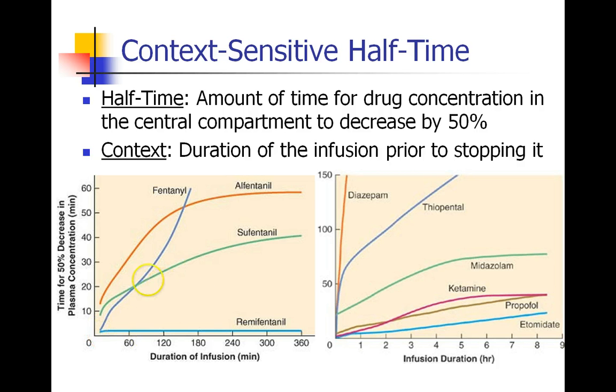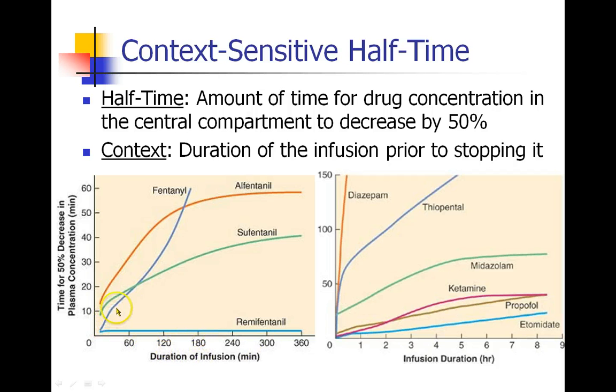If I run the infusion instead for 2 hours, well, suddenly it's going to take almost 30 minutes for plasma levels to drop by 50%. And if I run my infusion for 3 hours, it's going to take 60 minutes for plasma levels to drop by 50%. So what we are seeing here is the half-time plotted on this axis as a function of the context, the duration of infusion, plotted on this axis.